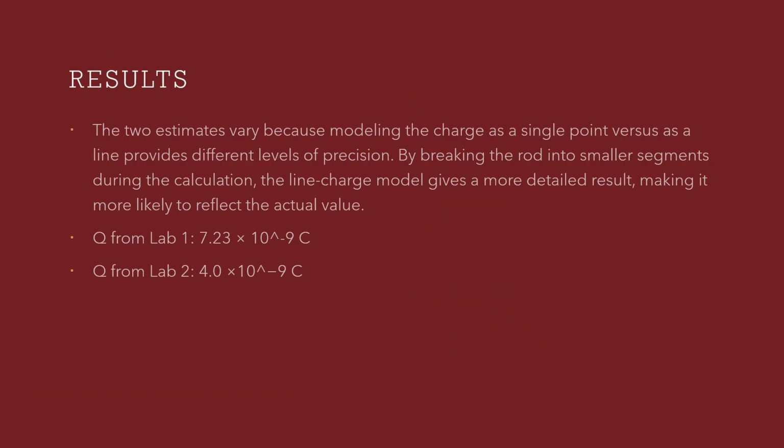Here were the results from our experiment. The Q from Lab 1 was 7.23 times 10 to the negative 9. The Q from Lab 2 was 4.0 times 10 to the negative 9. And we believe the Q from Lab 2 was a more accurate result because we believe that the line charge gives a higher level of precision than the point charge.